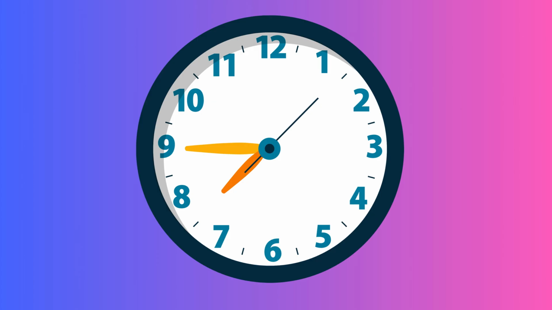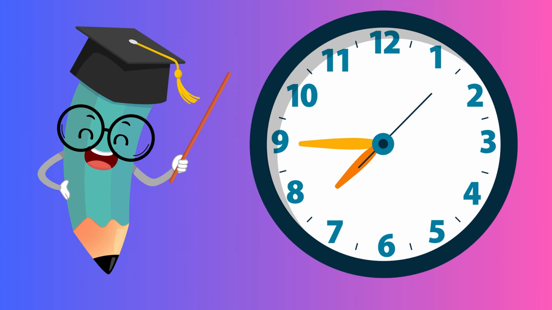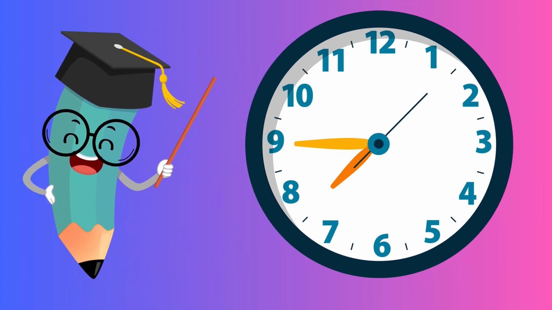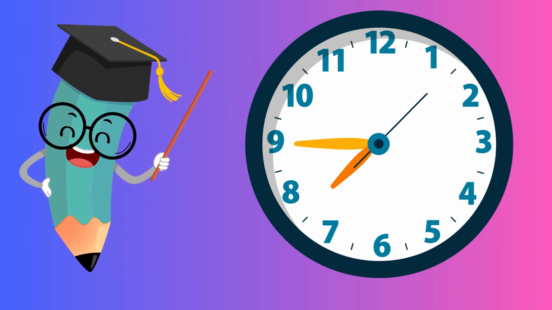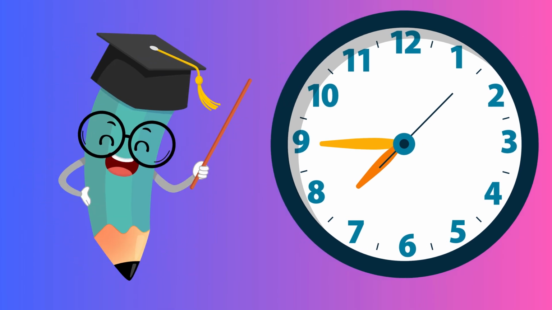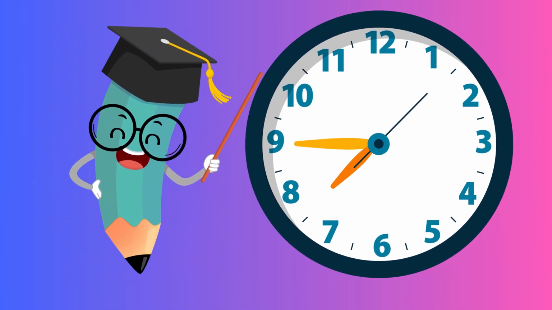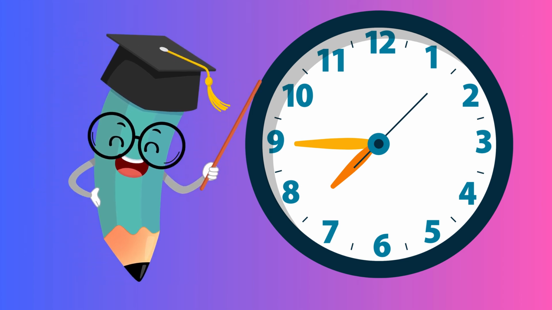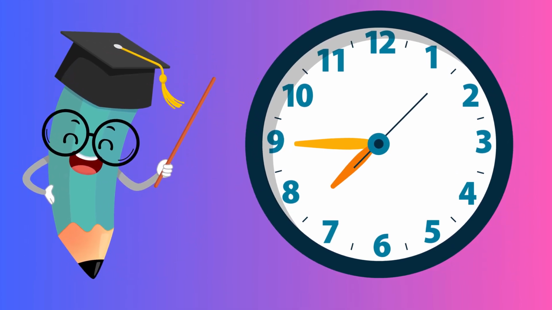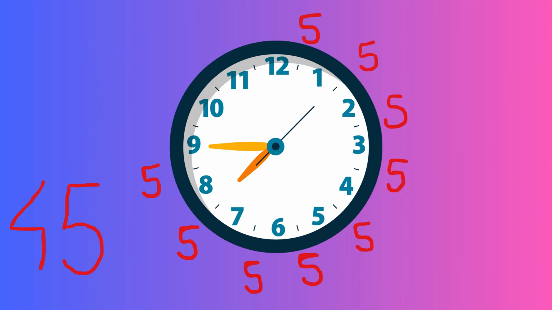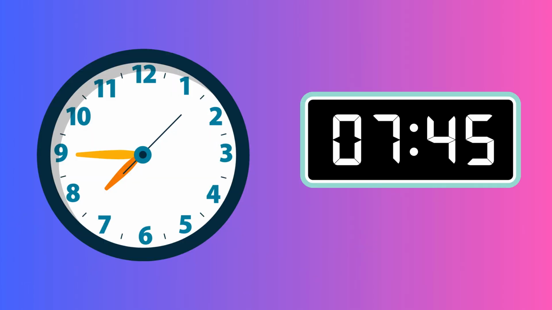When the hour hand is between two numbers, you always go with the smaller number to tell the hour. So, if the hour hand is between 7 and 8, you say it's 7. Now let's say 7 and count for the minutes. Total 45 minutes. The time is 7 and 45.